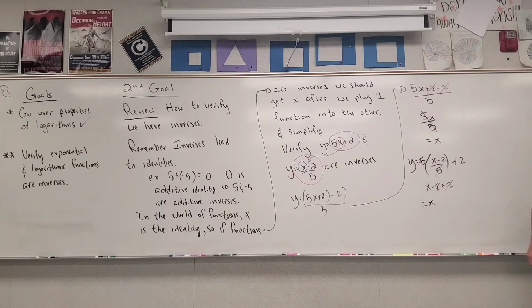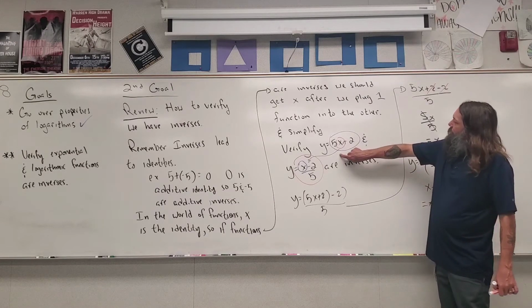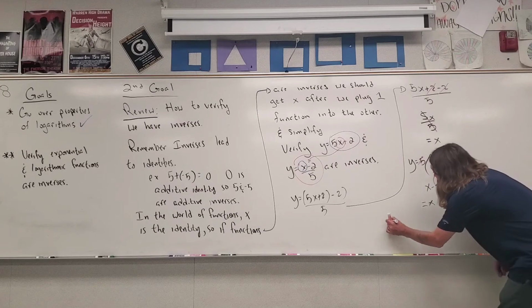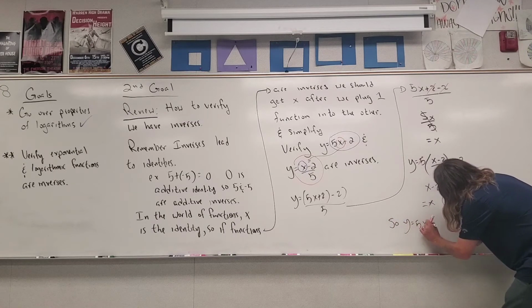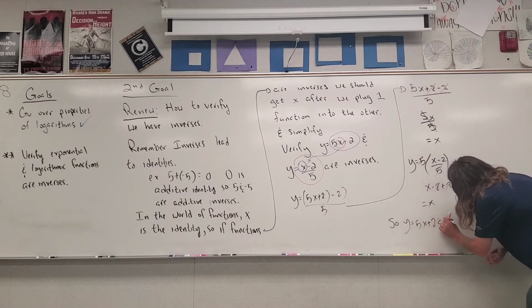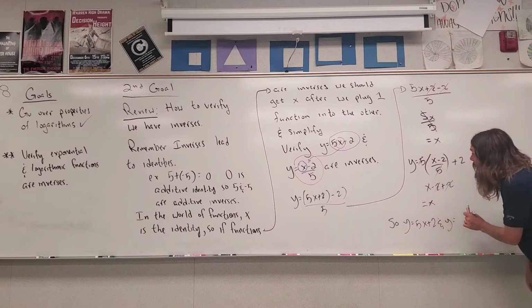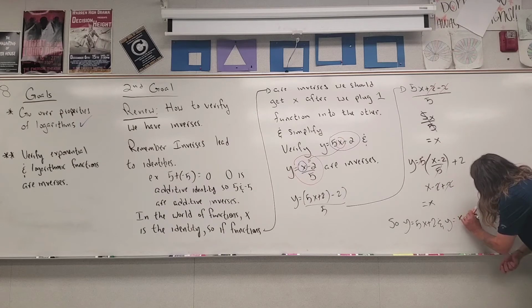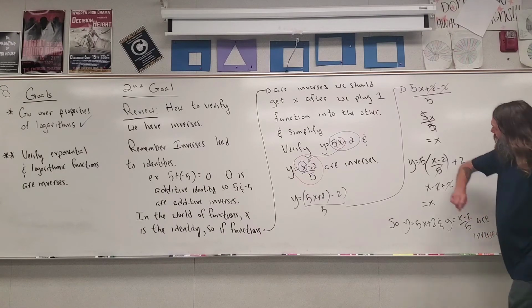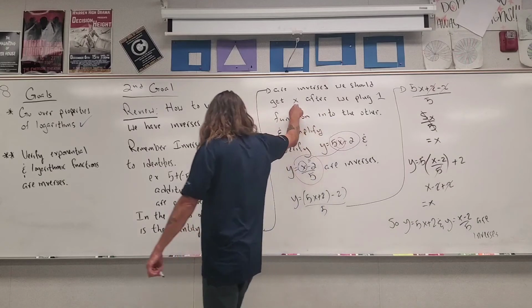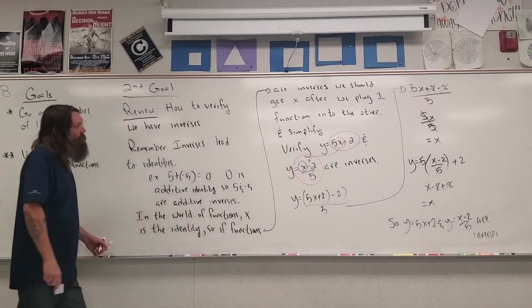So what that means is y equals 5x plus 2 and y equals x minus 2 over 5. These are inverses, because when I plug one into the other, I get the identity. I get x, because x is the identity in the world of functions.